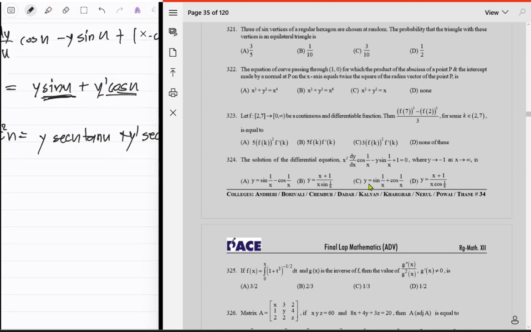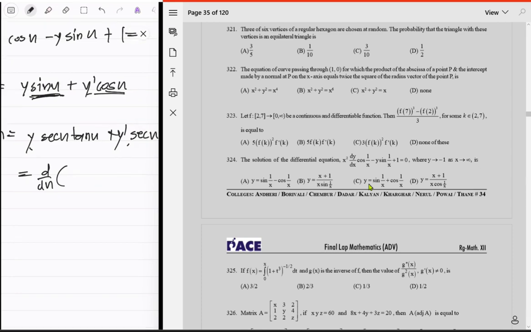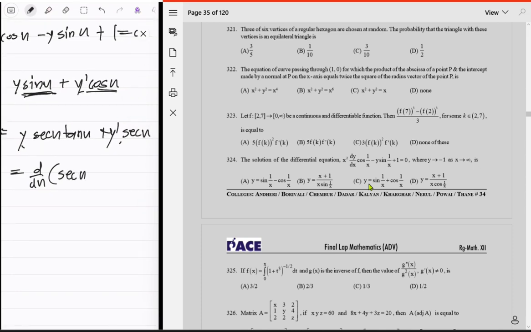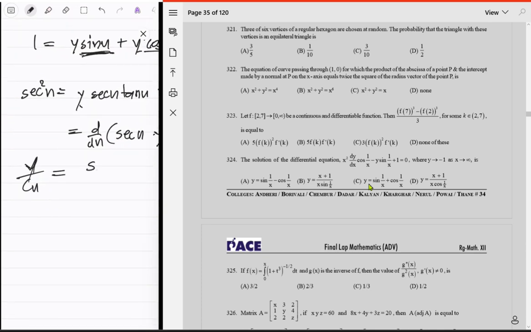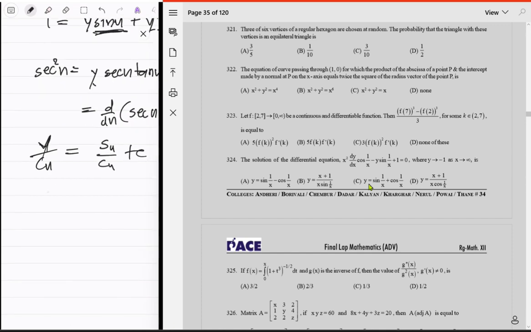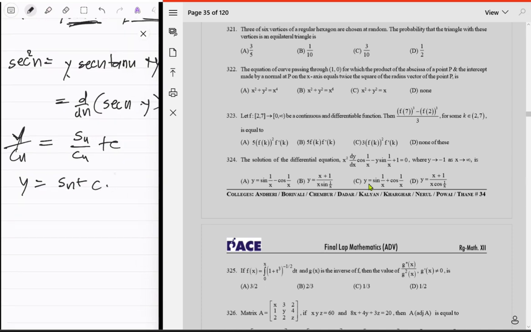So yes, the derivative of this is just this, and the derivative of this is this. So like it's just the derivative of what? Like it's just secant u times y. So y upon cosine u is equal to the integration of this, which is tan of u, like sine u upon cosine u, right? Plus some kind of constant. So y is equal to sine u plus some constant times cosine u.